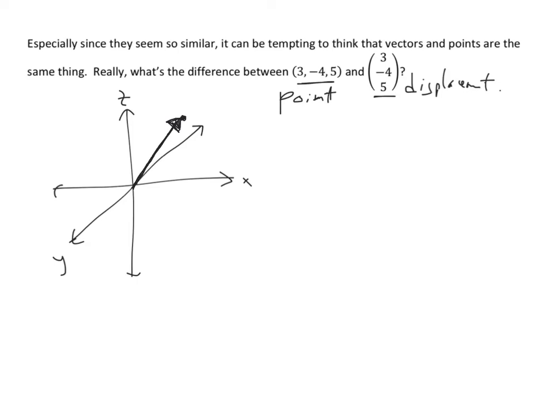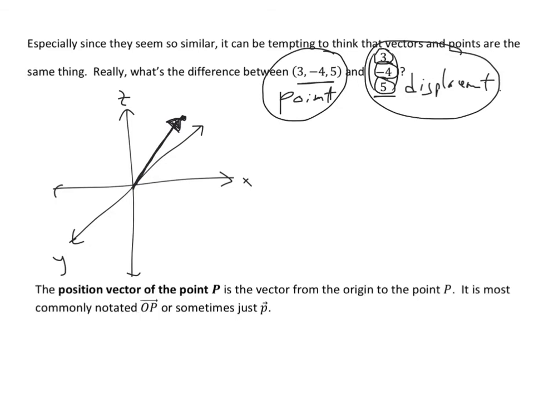So I get that they're close to one another. The difference is that this one is locked into a specific point, and this one is saying the idea of moving this far in one direction, this far in another direction, and this far in another direction. Fortunately, there is something in mathematics that can help us to bridge this gap. There is this thing called the position vector of a point. All it is is a vector that goes from the origin to a point P. It's most commonly notated OP, or sometimes just lowercase p.